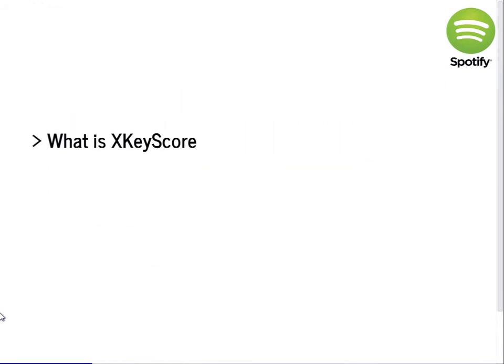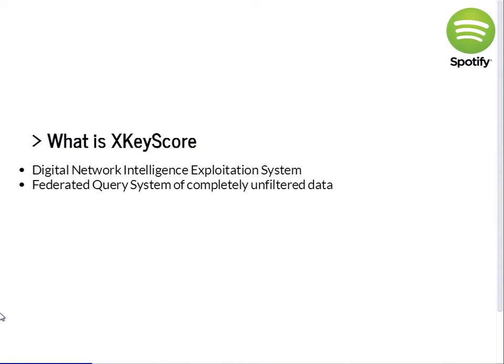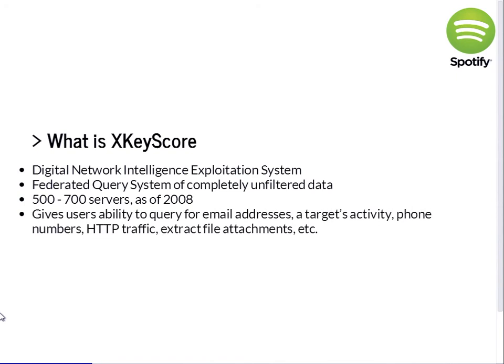Now, what is XKeyscore? It's a digital network intelligence exploitation system, another mouthful. It's a federated query system of completely unfiltered data. As of 2008, it had only up to about 700 servers, which isn't a lot, but as I mentioned earlier, in 2012 they built that big spy center in Utah, so I'm sure they have tons more. And it gives NSA users the ability to query for email addresses, a target's activity, phone numbers, HTTP traffic, extract file attachments, etc.